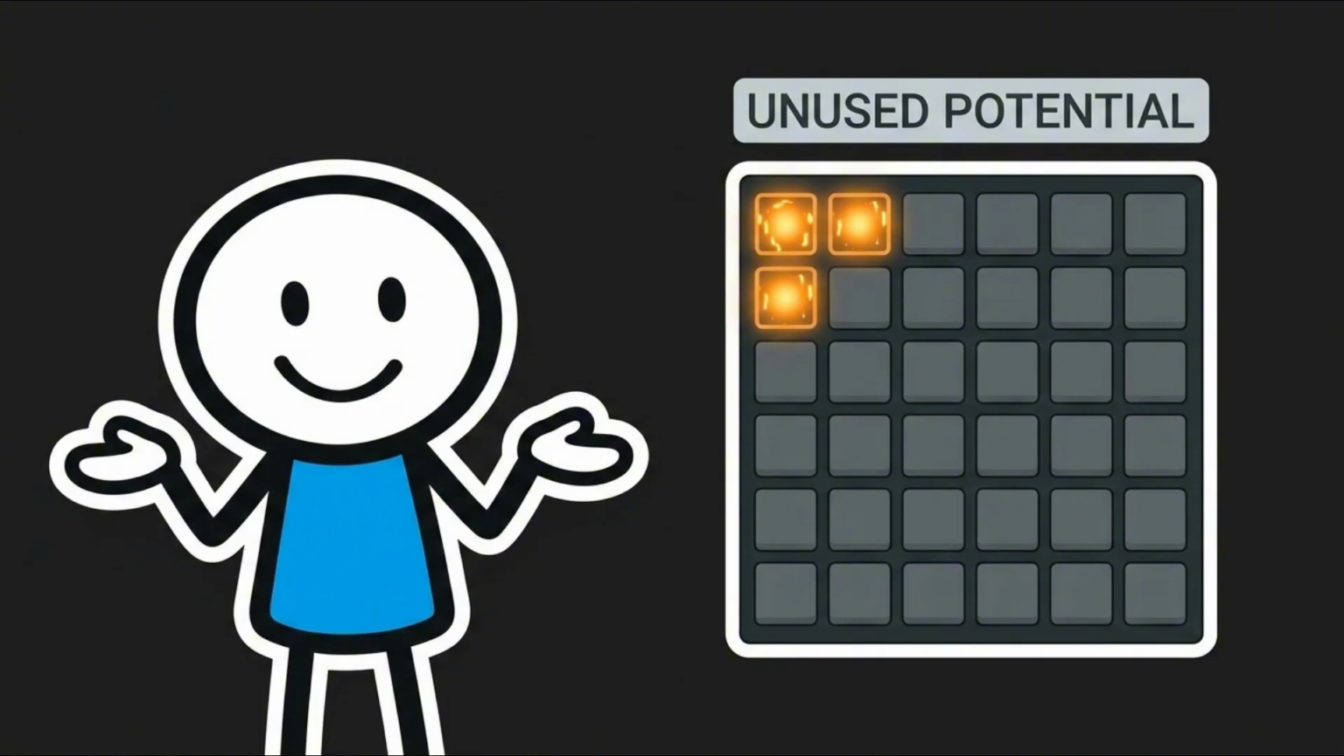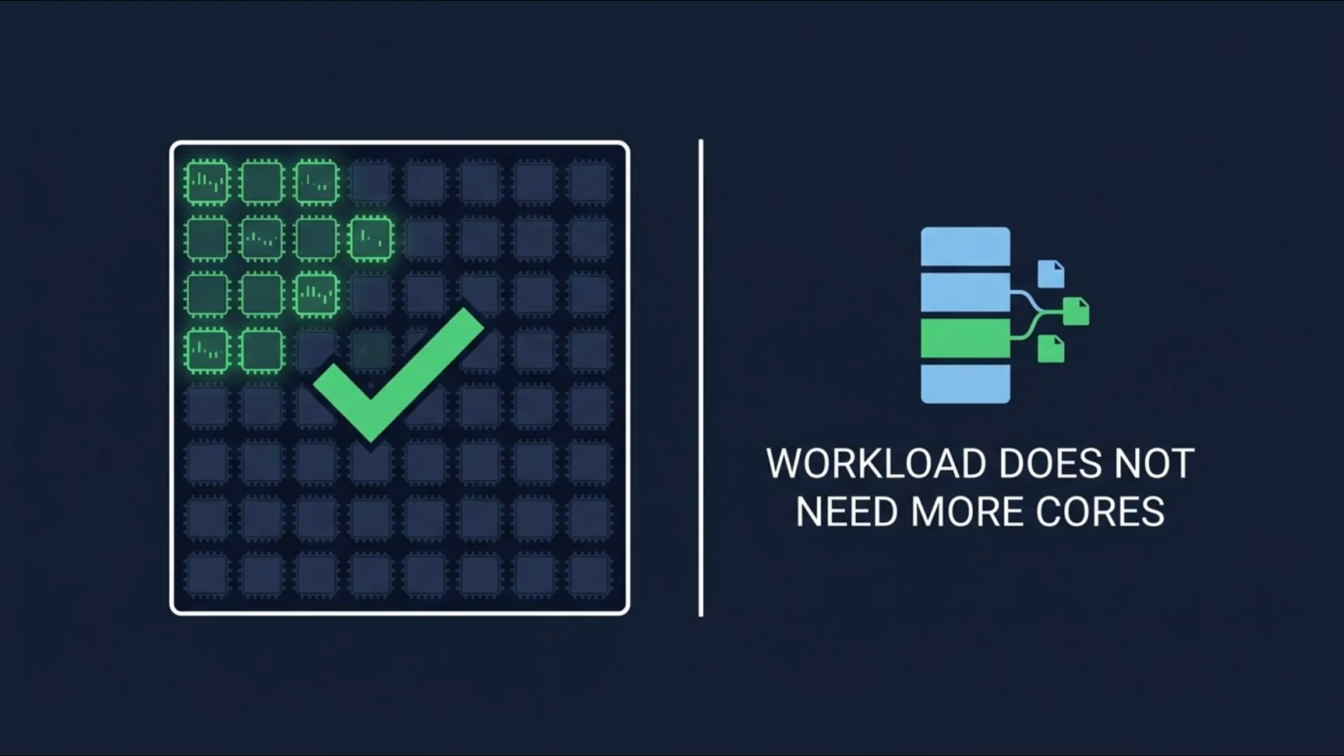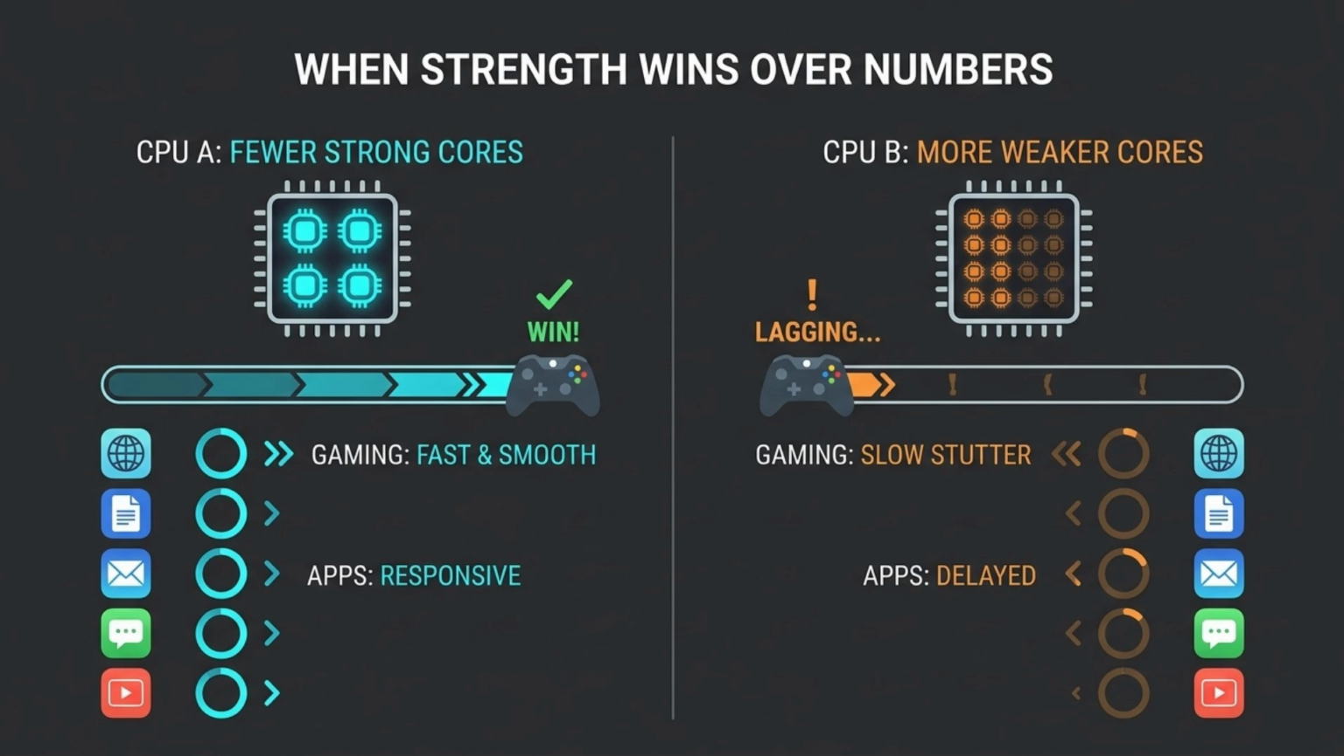That is why extra cores can sometimes sit mostly unused. It does not mean the CPU is bad. It means the workload does not need all those cores. This is also why a CPU with fewer but stronger cores can sometimes beat a CPU with more weaker cores, especially in games and everyday tasks.